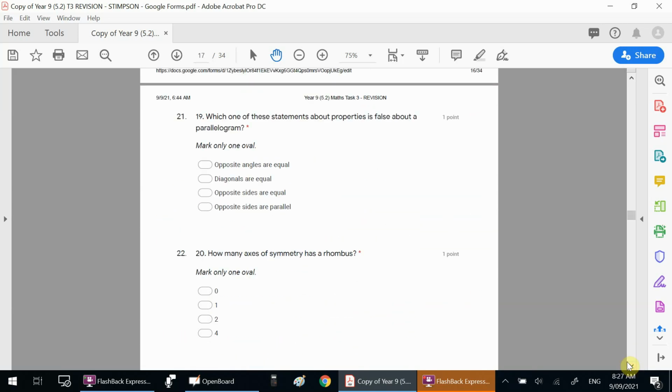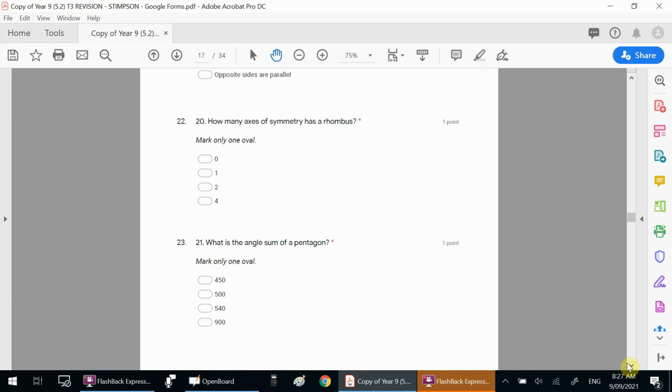Which one of these statements about properties is false about a parallelogram? A parallelogram, opposite sides are parallel, so that's not false. Opposite sides are equal, that's not false. Diagonals are not equal, because you've got a long diagonal and a short one. I think that's how it works. Yep. So diagonals are not equal. That's false.